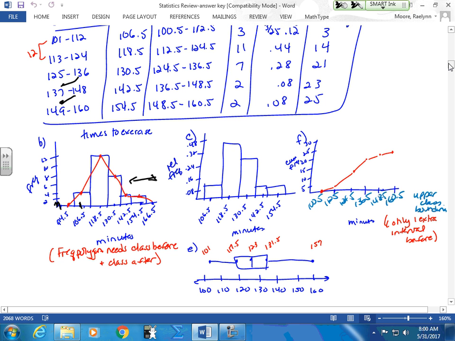Again, all you need is your midpoints. That bar graph should look exactly like this bar graph. Your relative, whenever it says histogram, it's a bar graph.